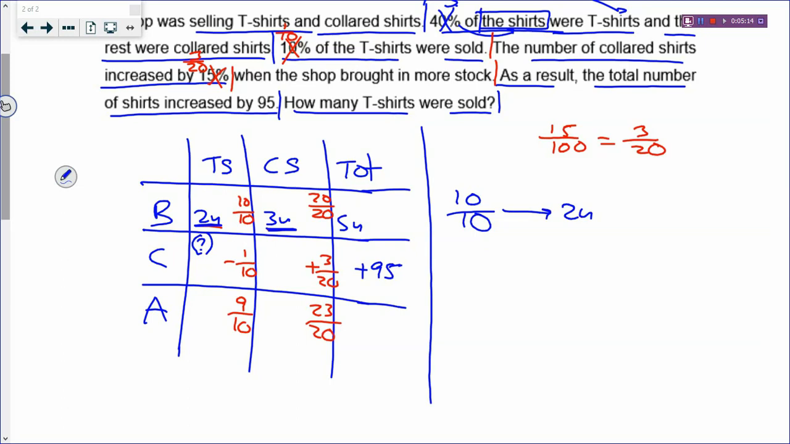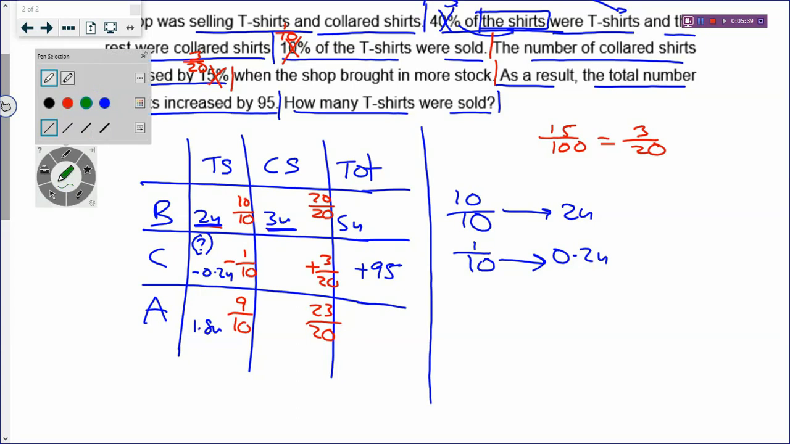Okay, so 10 over 10 is 2 units, then you find 1 over 10. So 1 over 10 will be 2 units divided by 10, and you get 0.2 units. All right, so can you find how many t-shirts were sold, which is 1 over 10? So you minus 0.2 units, all right? And how many t-shirts were left? That will be 1.8 units. And how do you get 1.8 units? All right, for those who are unsure, the table can flow down. Remember, 2 units go down, minus 0.2, you get 1.8.